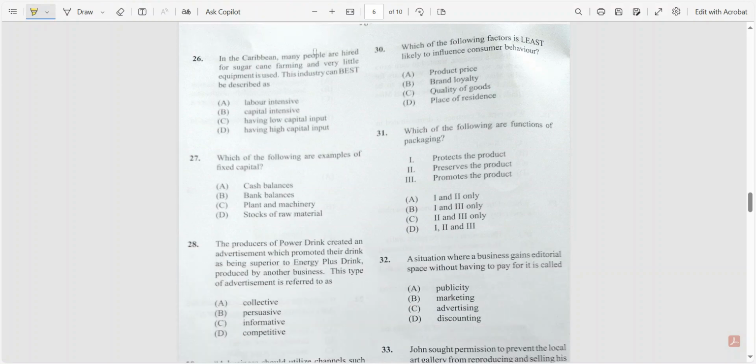In the Caribbean, many people are hired for sugarcane farming and very little equipment is used. This industry can be described as labor intensive. Which of the following are examples of fixed capital? Cash balances, bank balances, plant and machinery, or stocks of raw material.